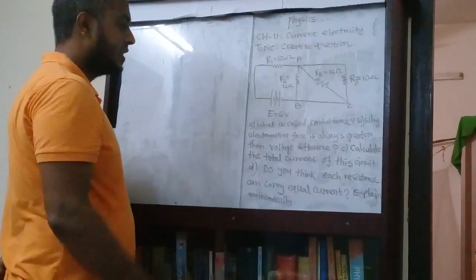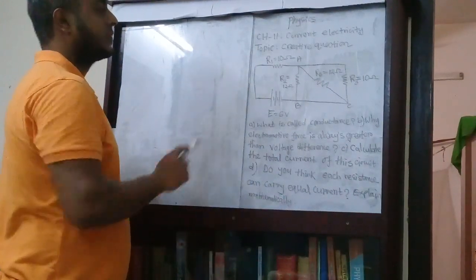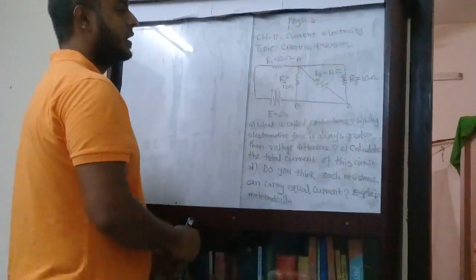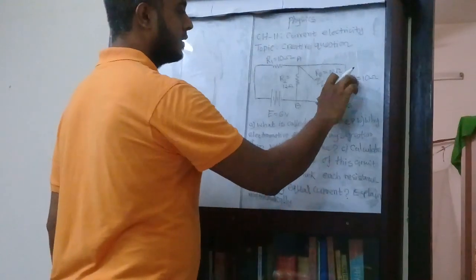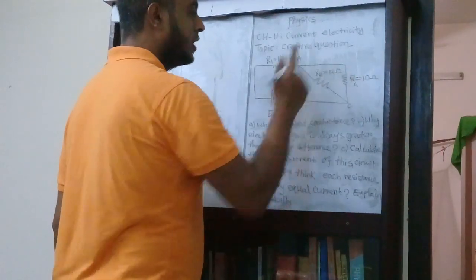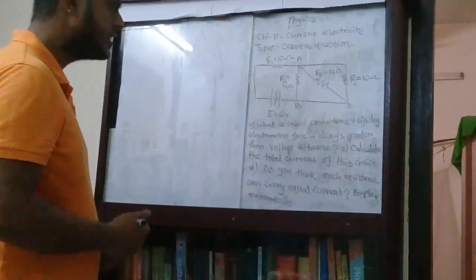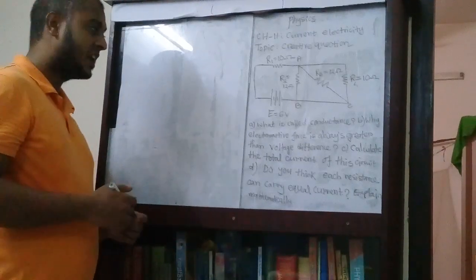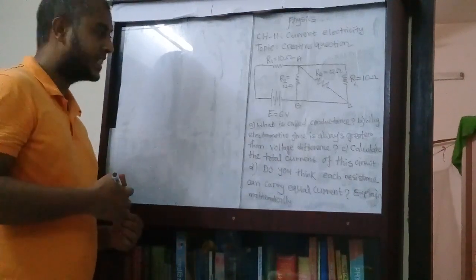In this circuit there are 4 resistors, R1, R2, R3, and this one is R4. All of the resistances are connected with the battery, and this battery voltage is 6 volt.